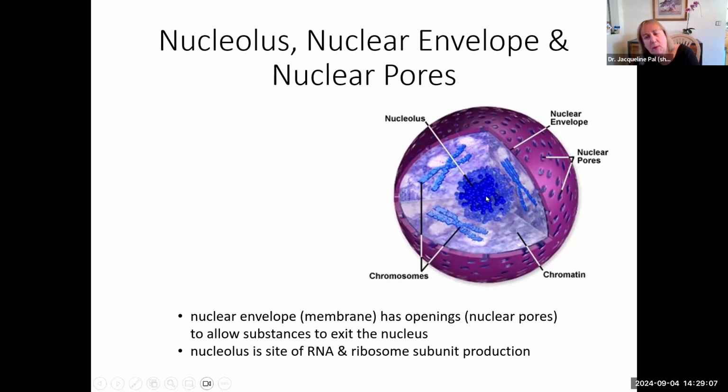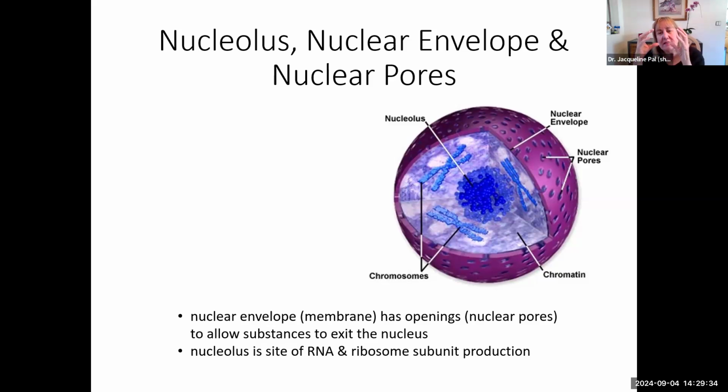Also inside the nucleus, we have this dark spot in the middle known as the nucleolus. So make sure you know how to spell nucleus and make sure you know how to spell nucleolus. The nucleolus is important because it is where two different things are made. The first thing that is made in the nucleolus is RNA.